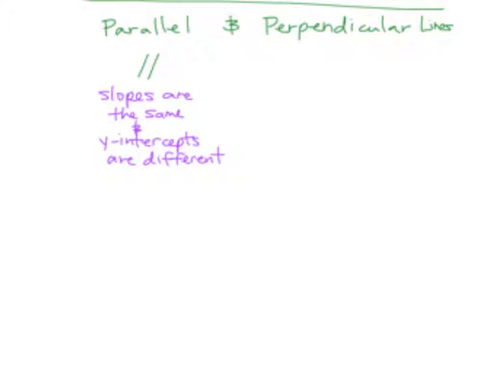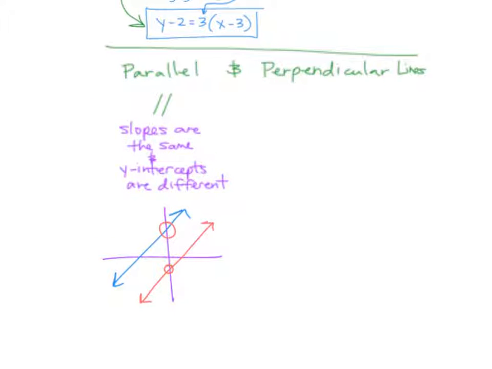Okay, so on a graph, it might look something like this. Okay, different y-intercepts, but their rise over run is the same. Okay. Perpendicular lines, the symbol that we use for perpendicular is that upside down T. For this one, their slopes, does anyone remember what their slopes do?